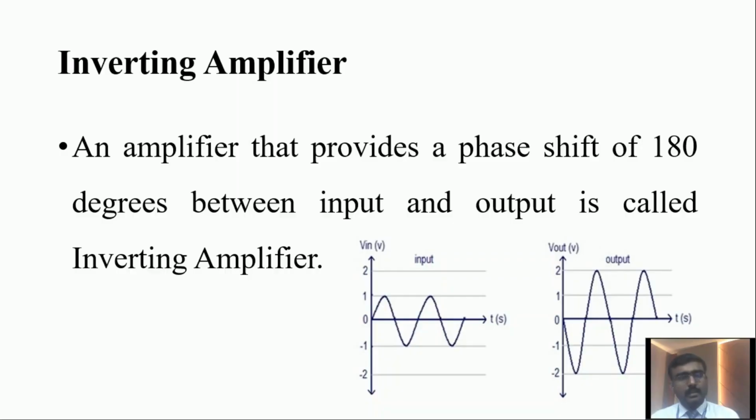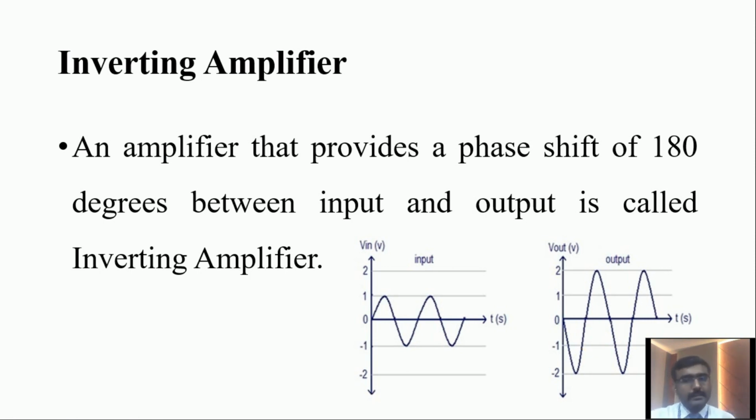Okay, now I am going to enter our topic. First of all, what is an inverting amplifier? An amplifier that provides a phase shift of 180 degrees between the input and the output is called an inverting amplifier. What does it mean? Here the input is a sine wave, and the output of the amplifier is the inverted sine wave. This is called the inverting amplifier.